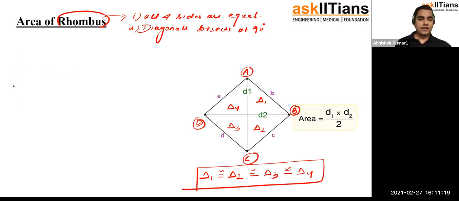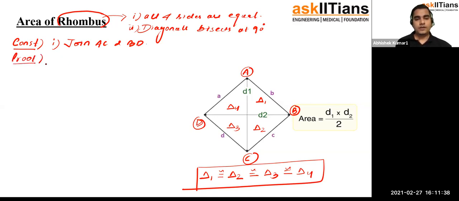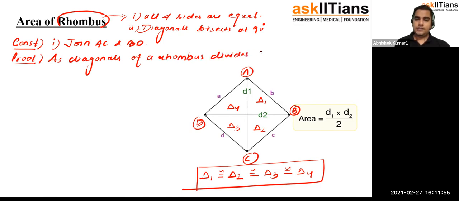Okay, so here we are going to do some construction. What is the construction? We are going to join the diagonals. So join AC and BD. AC and BD. All right. So I'm writing here the result which I'm going to use. Okay. So diagonals of a rhombus divide it into four congruent triangles.